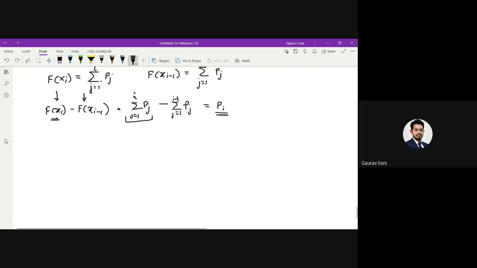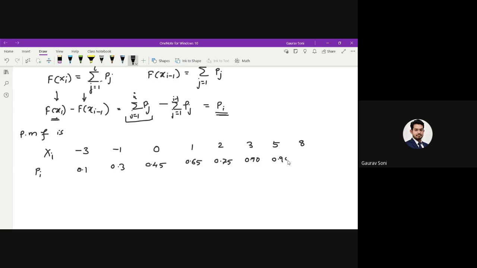So the PMF is, we have x, we have pi's, xi's. So -3, -1, 0, 1, 2, 3, 5, 8, with cumulative values 0.1, 0.3, 0.45, 0.65, 0.75, 0.90, 0.95, and 1. What is the first question?